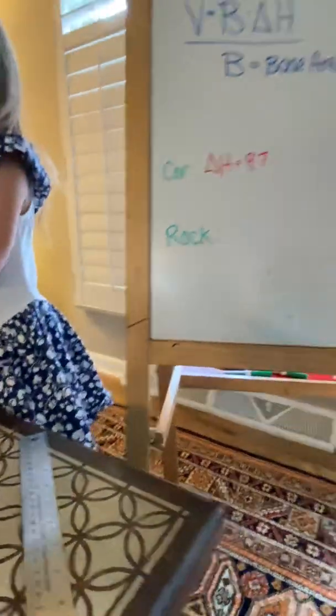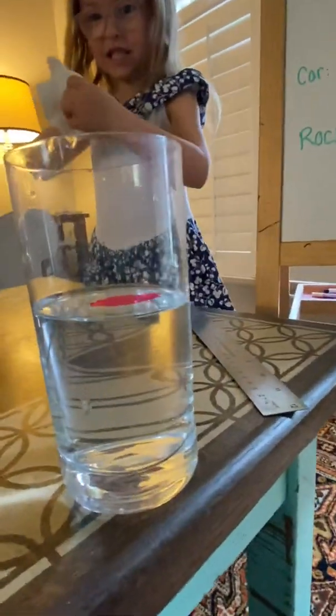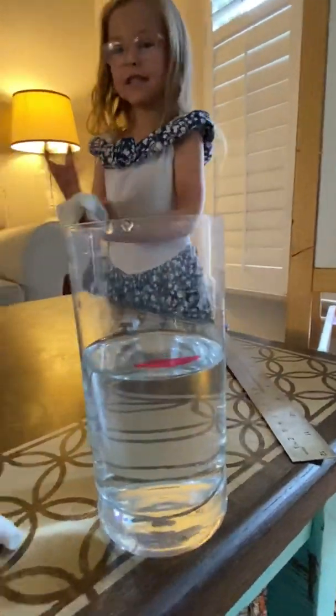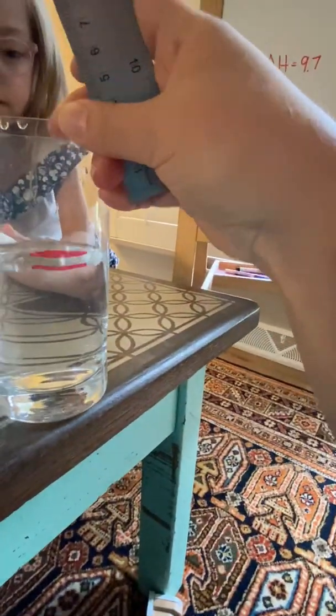Now, Eliana, come here. Look what happened. What do you think happened to the water level when we took the rock out? It shrank. It did. It went down a little bit. So now we're going to mark our new water level. And we can do this one of two ways. We can find delta H by just subtracting the two to find the difference.